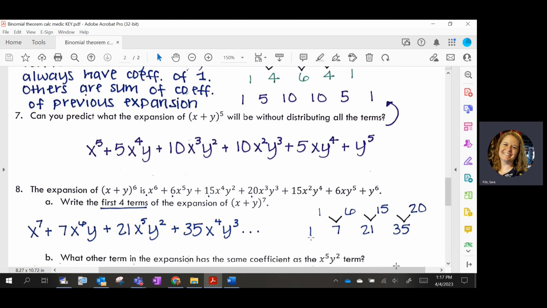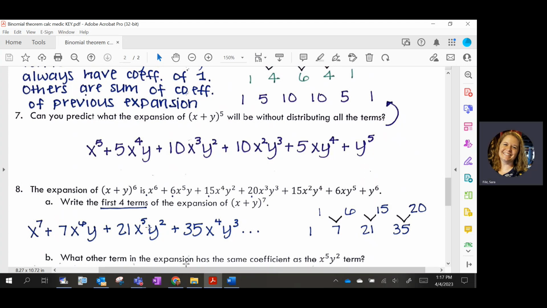Okay, I know I'm going to start with a 1, and then if I add those, that would be 7, 21, 35, and I don't need to keep going because it only asked for the first 4 terms. And I know x would start to the 7th power and decrease each term, and y would start to the 0 power, which means it's not there, and then it would increase in degree each term. So there would be the first 4 terms of the 7th degree. Does that make sense? Everybody still good?